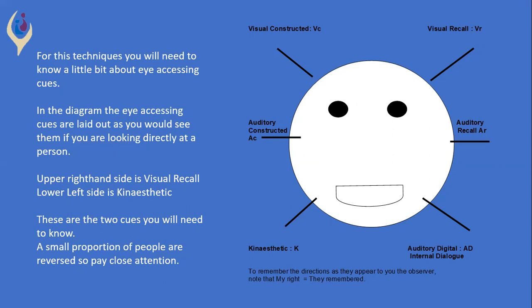So the two cues that you need to know about are this one here, upper right hand side, visual recall, and this one here, bottom left hand side, kinesthetic. Okay, now a small portion of people are reversed. So it's very important that you test, first of all, to make sure that the person's visual recall is in their upper right hand side as you are looking at them.